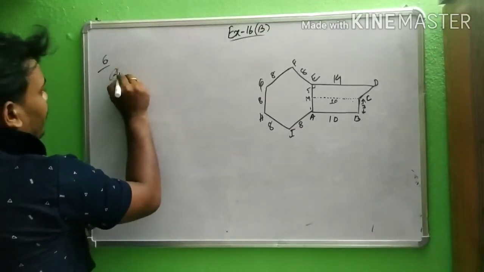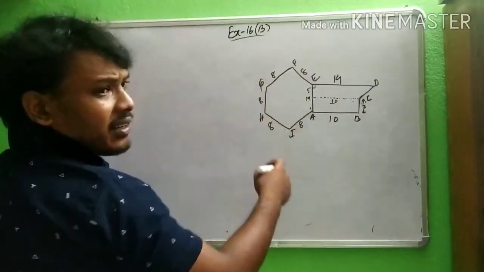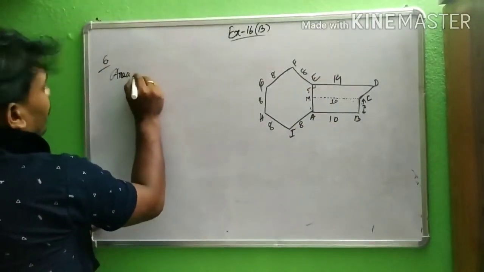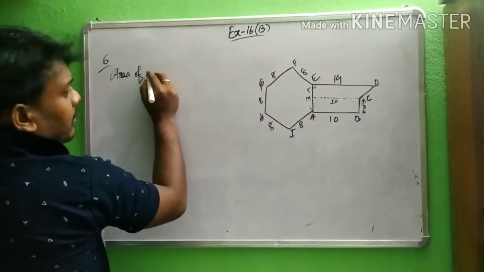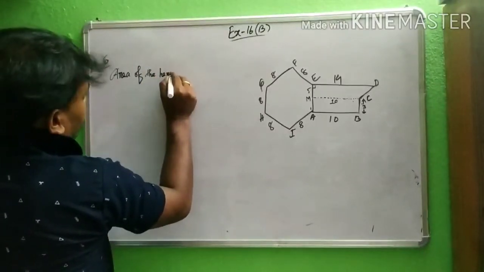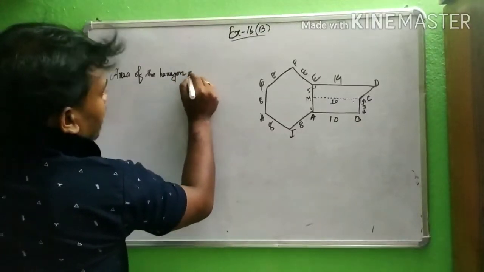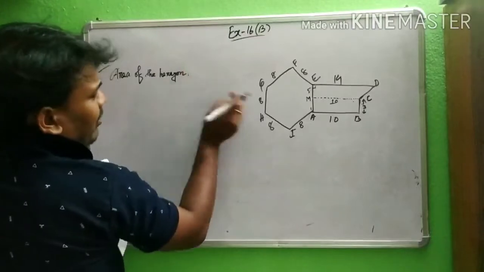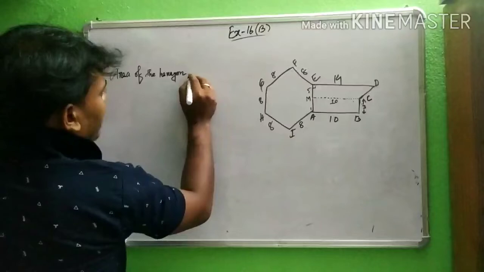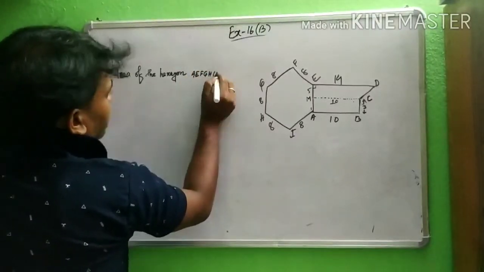So no need to give part A, part B, part C, because the names are already given. Otherwise we give the names part A, part B, part C. Area of the hexagon, only one hexagon is there, so no need to write the name, or you can write A, E, F, G, H, I equals.